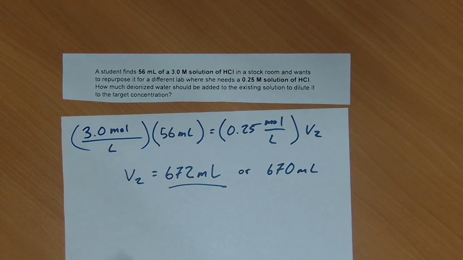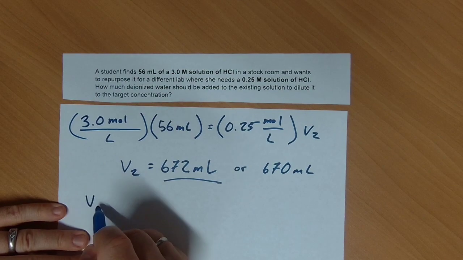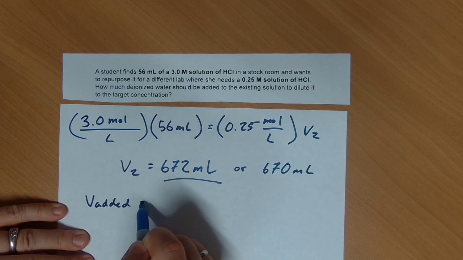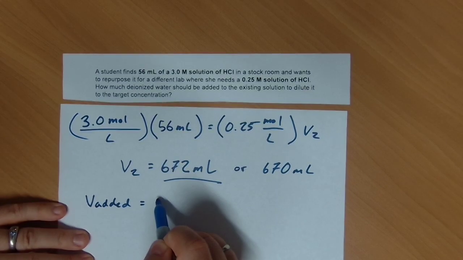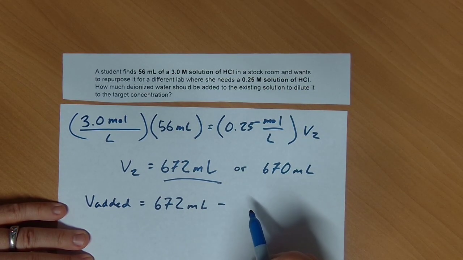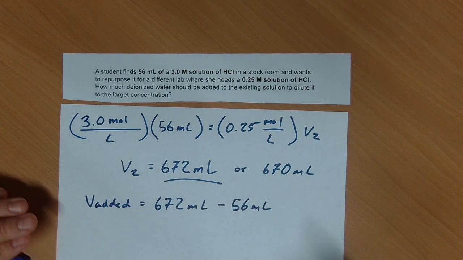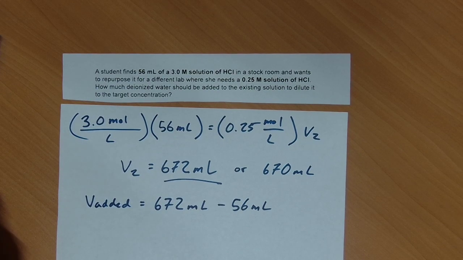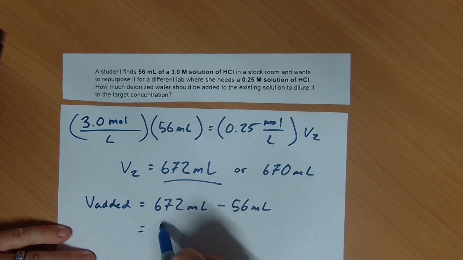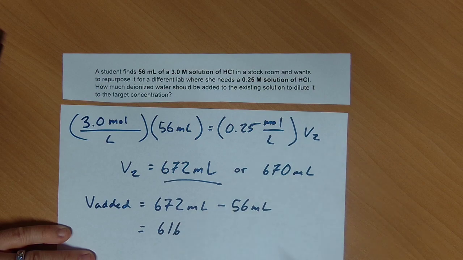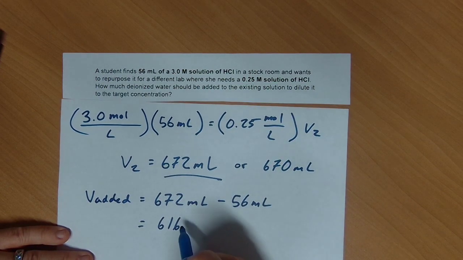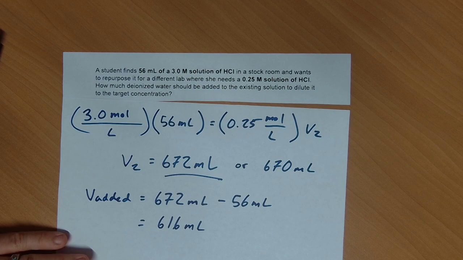So if I want to be really careful about this problem, the V added is going to be equal to the total volume minus the amount that I already had available, which was the 56 milliliters here. So if I subtract off the 56, I will find that I had 616 milliliters. That is my final answer.